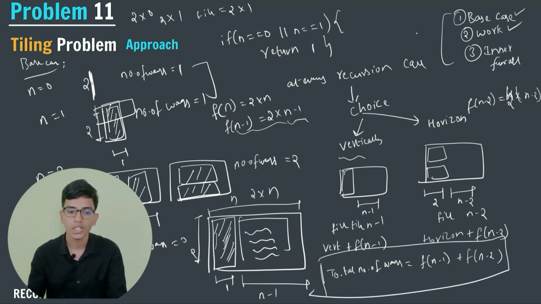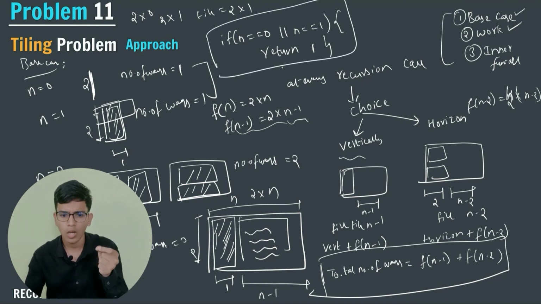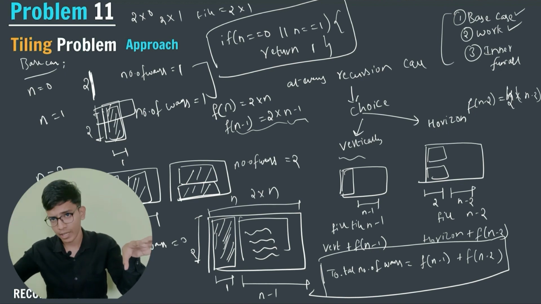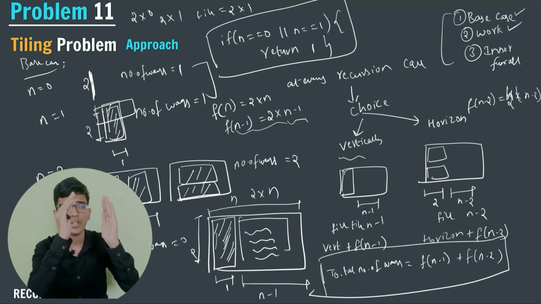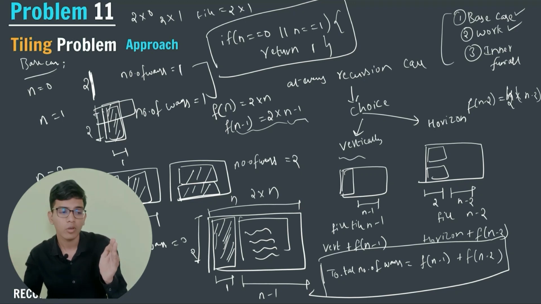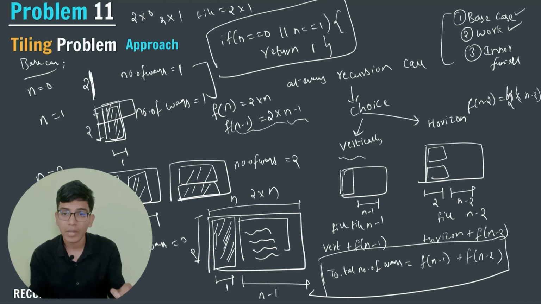This will become my total number of ways. So we already know that this is my base case. After it, at each recursion call, I am going to make a choice. Either I can put my tile vertically, or I can put my tile horizontally. If I put my tile vertically, then I need to think about the remaining portion of my floor, that is the n minus 1 area. For the n minus 1 area, again I need to make choices, and these choices will continue until I reach my base case, right?